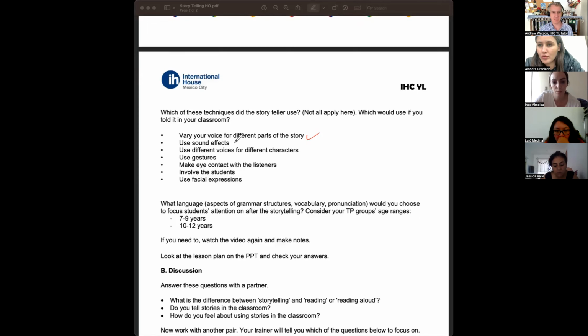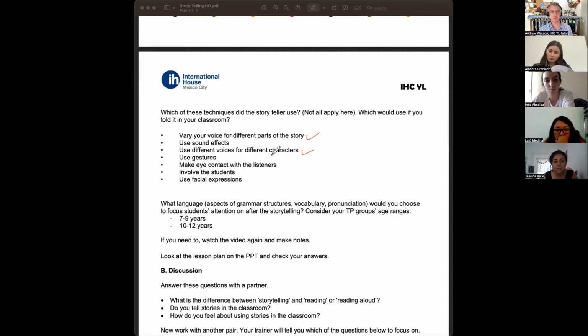Use sound effects. Did we hear any sound effects in the story? Well, we heard music, certainly. What about different voices for different characters? Were there different voices in the story? I think so. There were, weren't they? Because she put on a deeper voice for the father. The tiger had its own voice as well, didn't it? Yeah. So different voices for the characters.